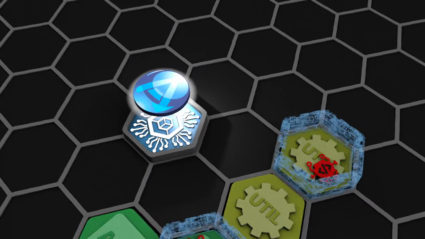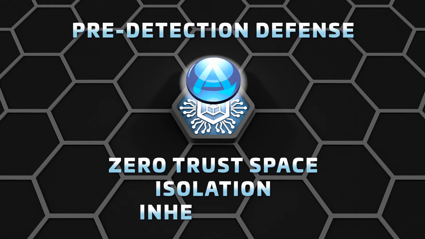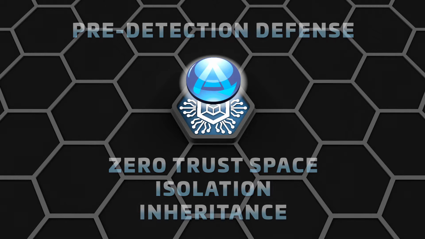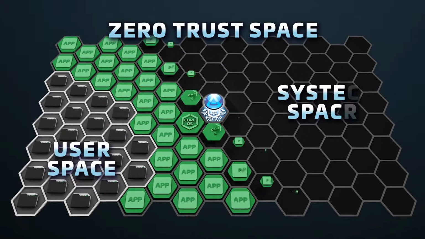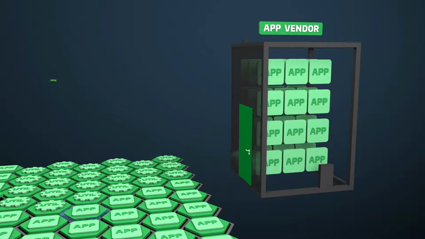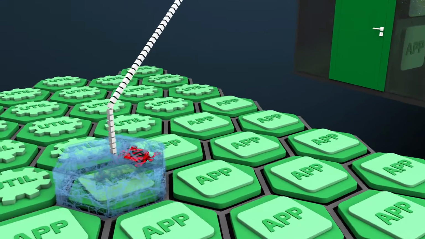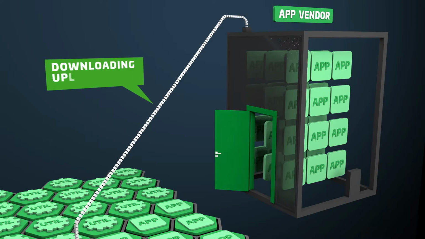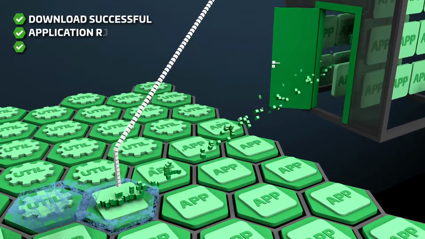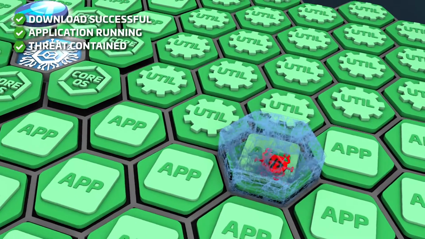AppGuard's pre-detection defense protects endpoints from malicious actions by applying three principles: zero trust space, isolation, and inheritance. Zero trust space separates user space and system space, restricting launches from high-risk folders to what is demonstrably trustworthy. Isolation, a patented OS interaction policy, prevents high-risk apps from harming their host and protects high-value applications and objects from their host, enabling AppGuard to protect against sophisticated supply chain attacks.